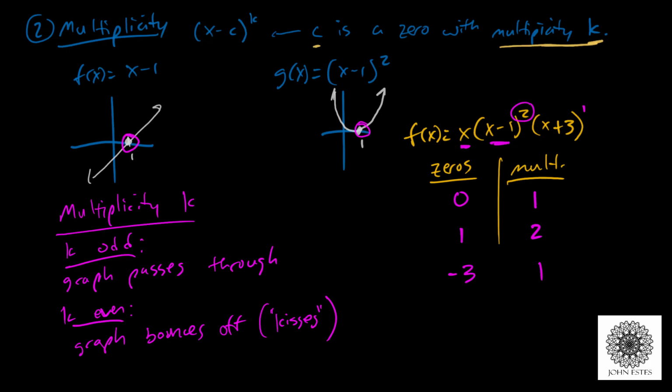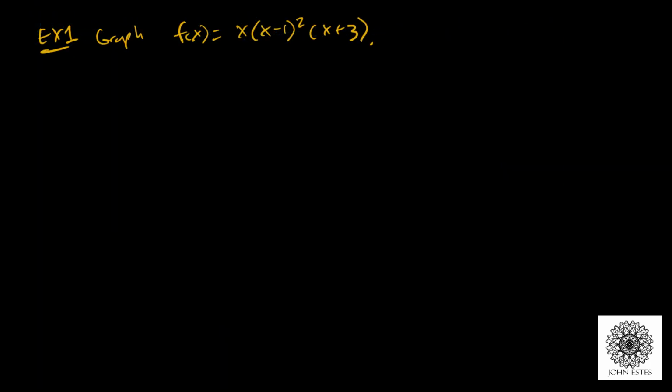Okay, so what I know then is that in the graph, at 0 it passes through, at negative 3 it passes through, and at 1 it bounces. I'll say kisses. So this gives me a lot to consider. I think I know how to graph this function now. Let's put it all together. I'm trying to graph this function, and what I know is that I have zeros at 0, at 1, and at negative 3. Okay, there are my 3 intercepts.